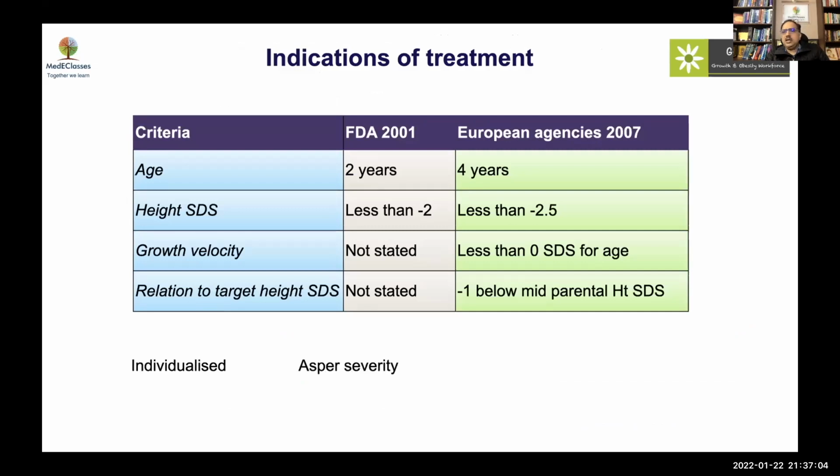Very importantly, severity is more important. If somebody is minus 6 SDS, you should start early. If somebody is minus 2.3, 2.4, better to wait for some time. If the puberty is very advanced, there may be a role of GnRH. Mahesh, if there are any points here, we'll take and then we'll go forward from there.